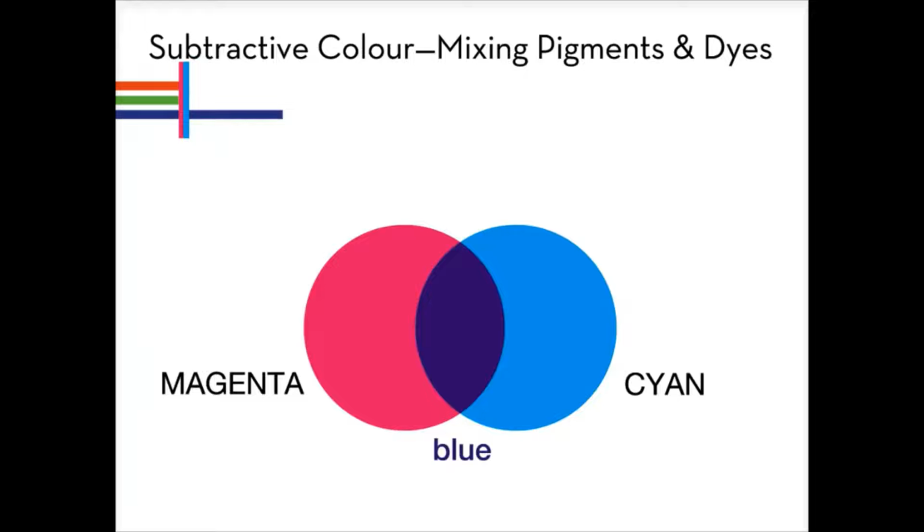The magenta ink absorbs green light. Cyan ink absorbs red light. Only the blue light remains. Blue is a subtractive secondary color achieved by mixing 2 primaries.